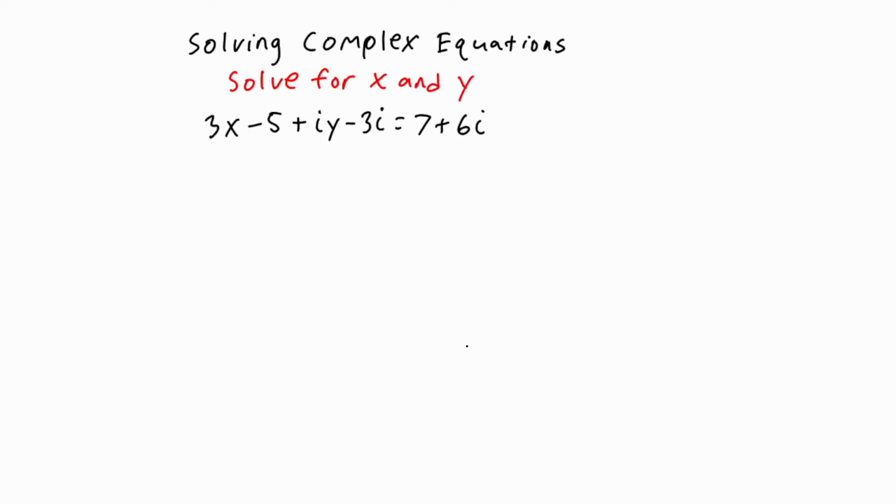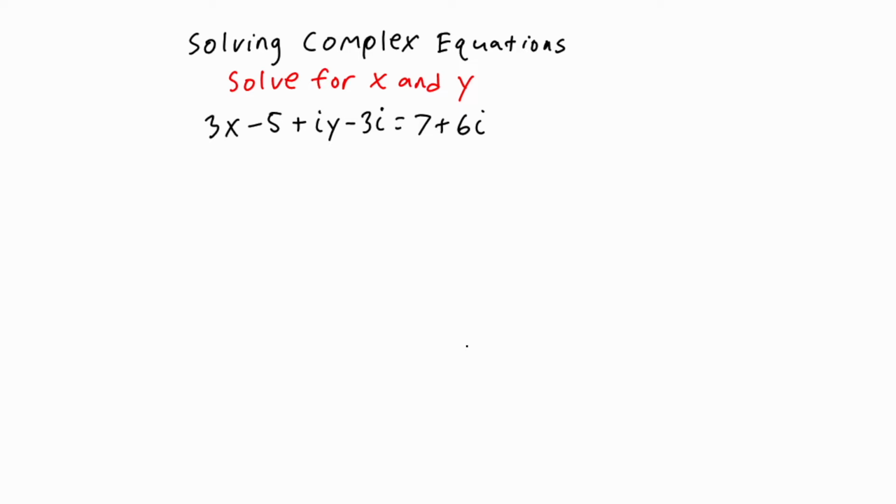All right, and the last example I'm going to go over is solving complex equations. So if we have a complex equation, we can actually solve for both x and y in one equation. Usually we can't do that with real numbers, but if we have a complex equation, we can. And the reason is because everything touching the x is real and everything touching the y is imaginary. And so we can split up the real and imaginary part.